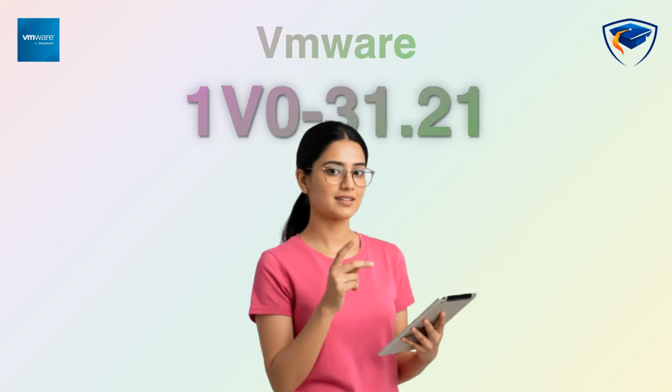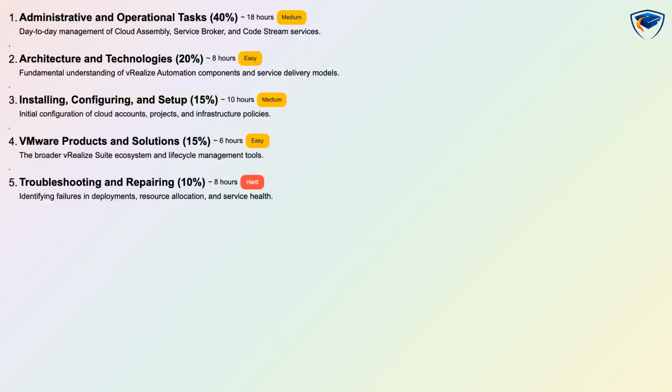Let's get started. The exam is divided into 5 domains, each with a different weightage. The Administrative and Operational Tasks domain carries 40% weightage. Architecture and Technologies domain carries 20% weightage. Installing, Configuring, and Setup domain carries 15% weightage. VMware Products and Solutions domain carries 15% weightage. And Troubleshooting and Repairing domain carries 10% weightage.